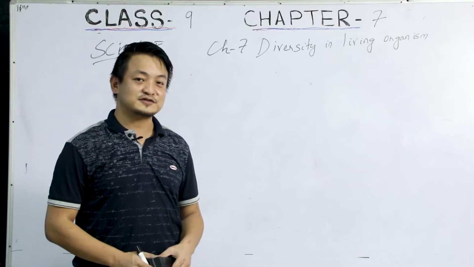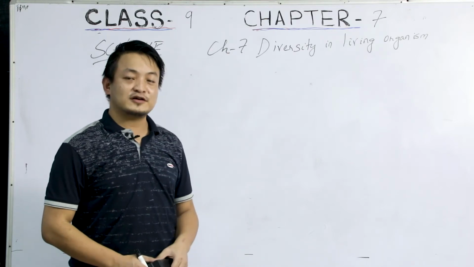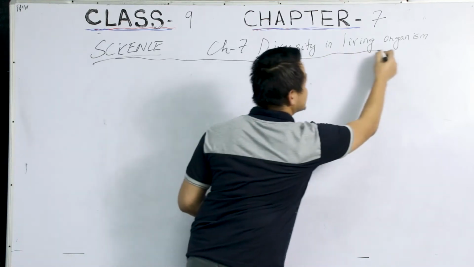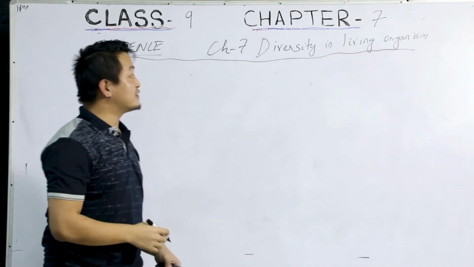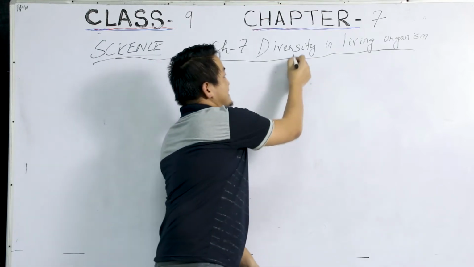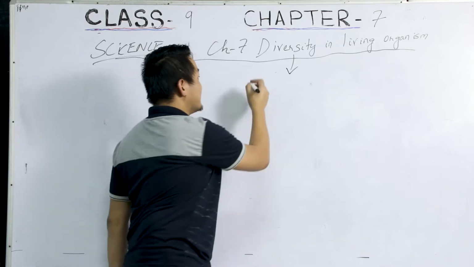Today we are going to start a new chapter, that is chapter 7, Diversity in Living Organisms. Okay, so Science chapter 7, Diversity in Living Organisms. And you can refer to your textbook as well. So diversity means what, students? Diversity means variety.